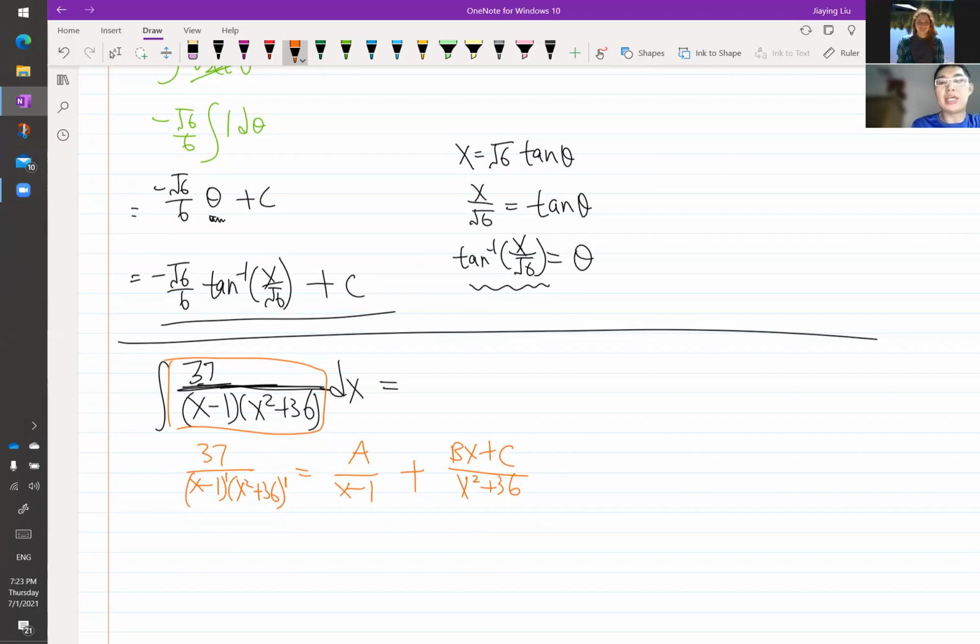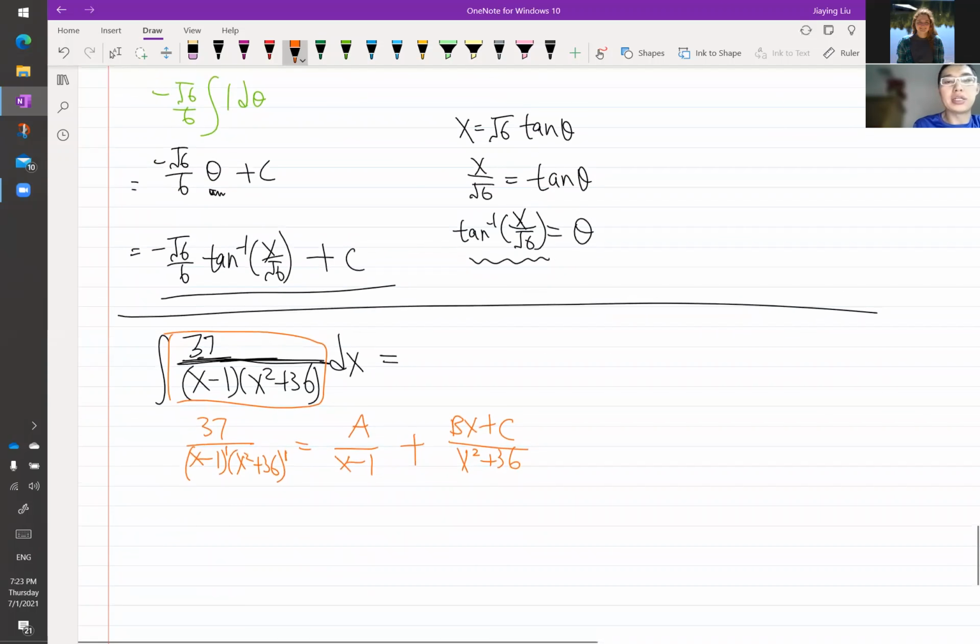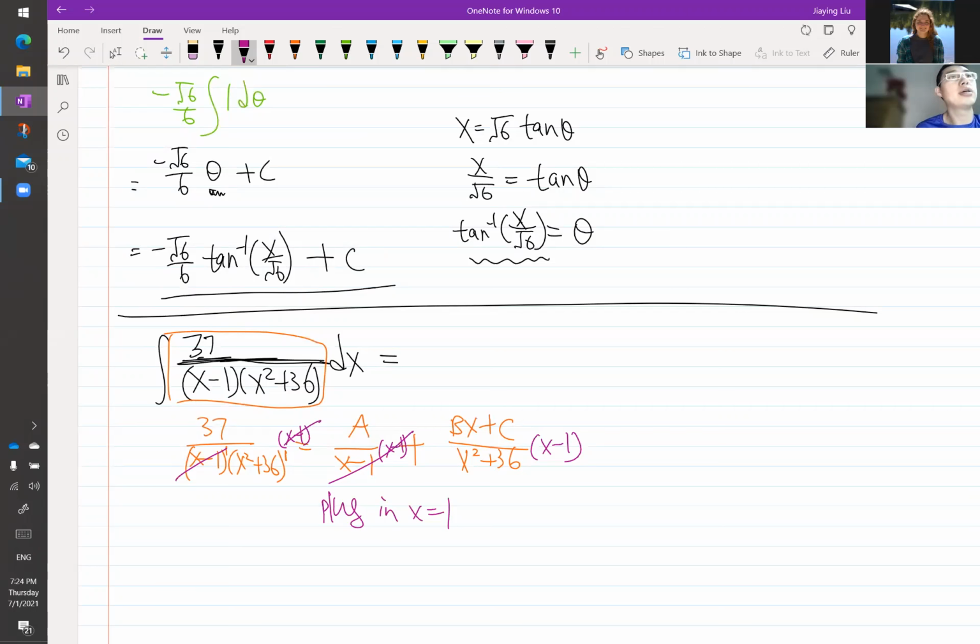And how do we find A, B, and C? Well, finding A is a little bit easy. We multiply by x minus 1 on all terms, so that x minus 1 cancels in the A term and also in the fraction on the left. Then we plug in x equals 1 to make the Bx plus C term go away. The A is already by itself, so that's not affected. The left side is okay.